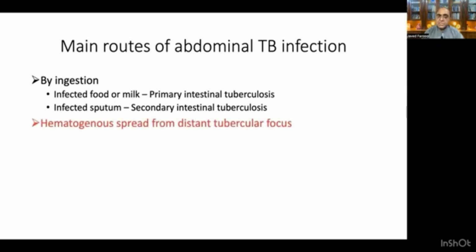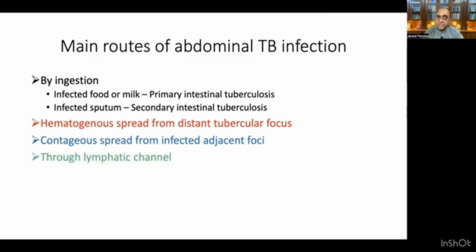Then hematogenous spread from a distant tubercular focus. It may be pulmonary or it may be somewhere else, but the infection may reach the abdominal cavity through the hematogenous route. And then comes the contiguous spread from infected adjacent foci, like kidneys may get infected from the intestines, and intestines may get infected from the kidneys. And the last one is through lymphatic channels.